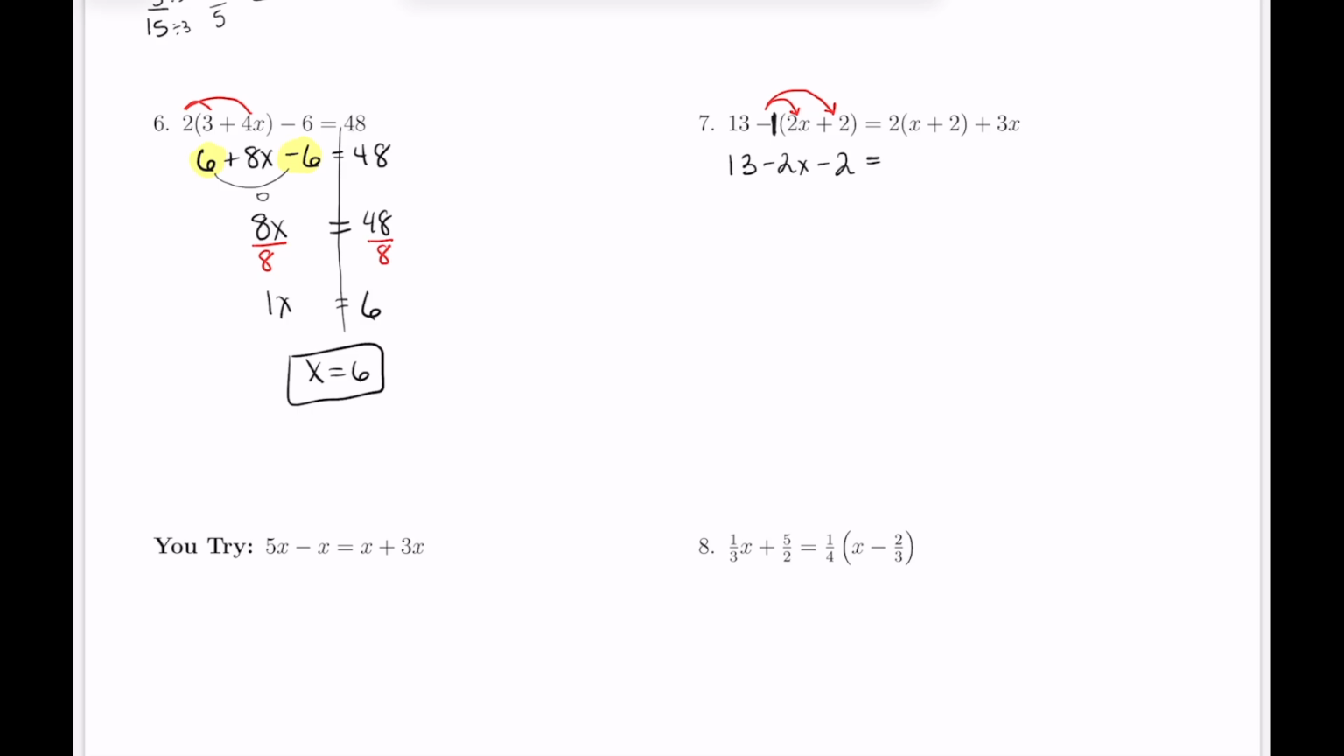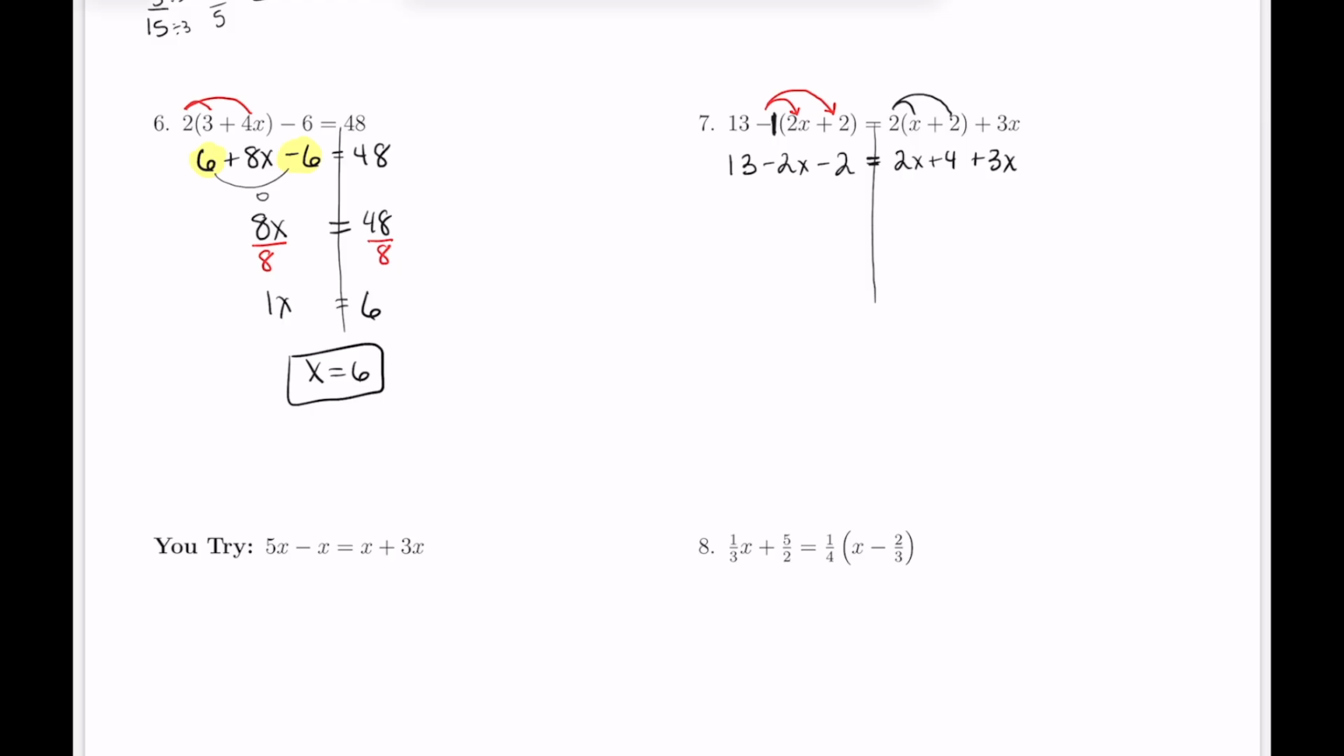That's on the whole left side. And then on the right side, I've got 2 times x and 2 times 2. This will be 2x plus 4 plus 3x. The next thing we're going to do is, once again, identify any like terms. Try to simplify each side of the equal sign as much as you can before moving things from one side to the other, before using the inverse operations.